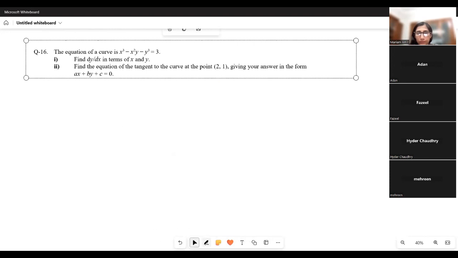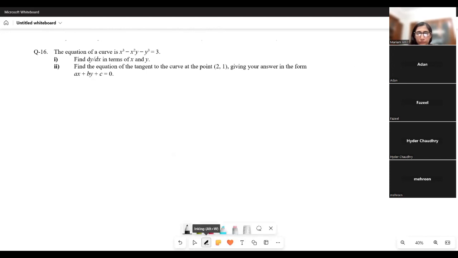Question 16. The equation of a curve is x cube minus x square y minus y cube equals 3. Find dy over dx in terms of x and y. Part 1. Derivate, it's an implicit equation again.